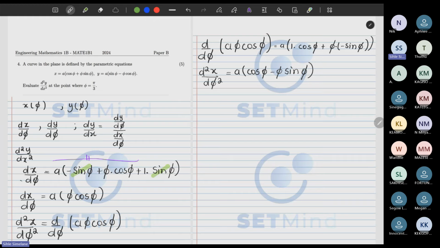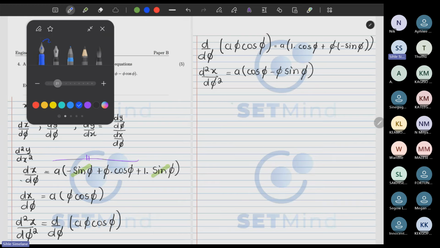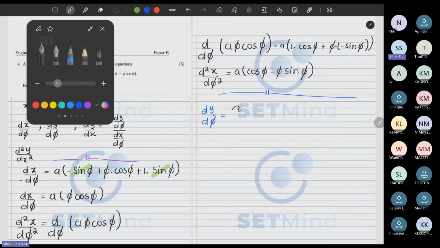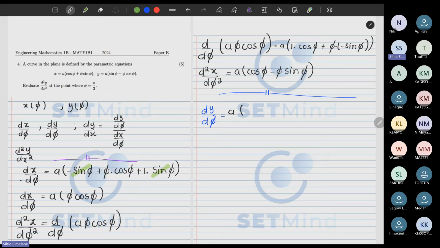Thanks for that. Now let's go ahead and work on our y, guys. So our dy will be equal to, I'll work it in the interest of time, a into, when you derive sine, you should know by now you get cos. And then minus alpha, I'm going to do my product rule. Derive the cos, we get negative sine.